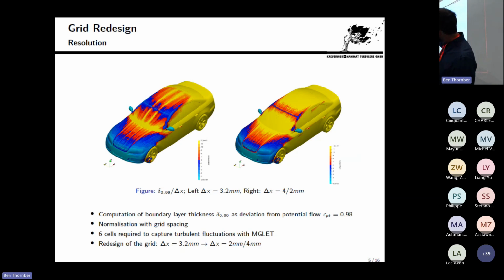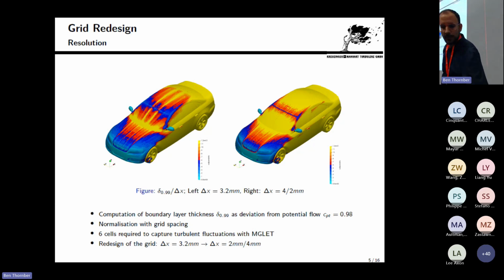So what we did is, on the left, you see the old result, the old grid, where we said, okay, we compute the thickness of the boundary layer based on delta 99 everywhere on the surface of the car with the total pressure. And then we normalize this thickness by the grid width. And so we see that in the blue regions, we have 6 grid points or less inside the boundary layer thickness.